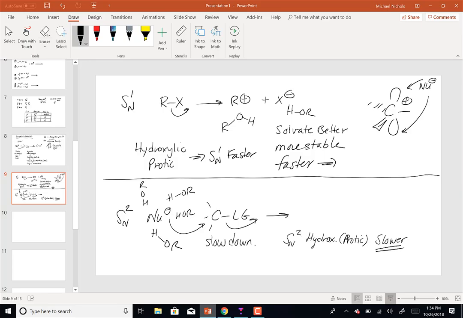What I'm saying is that if you ran the reaction in acetone versus ethanol, you would see the SN1 reaction speed up. If you ran acetone versus ethanol in an SN2 reaction, you would see the reaction slow down in the alcohol versus the acetone.